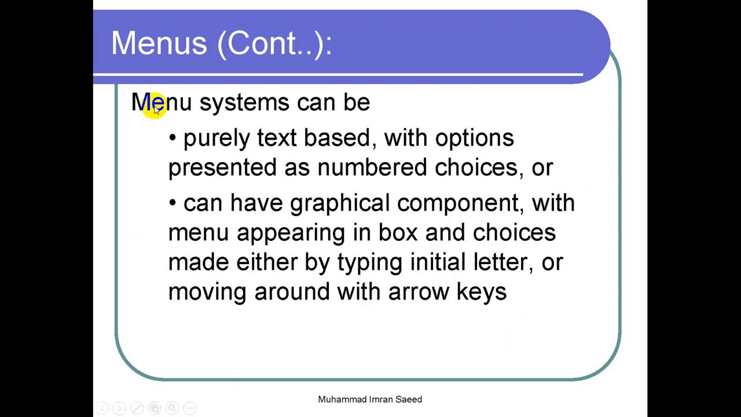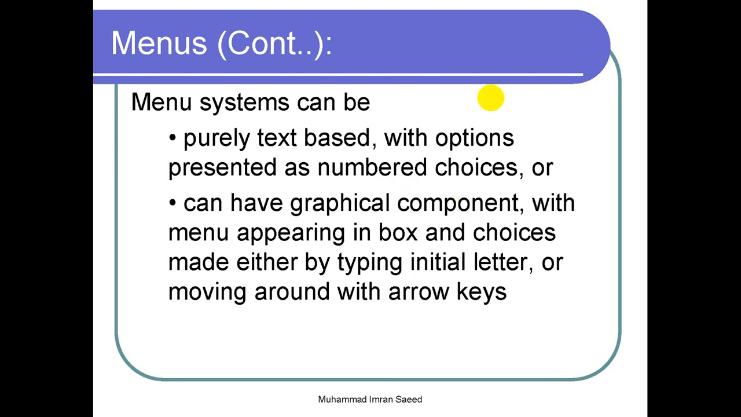Now it says that menu systems can be purely text based, with options presented as numbered choices, so we can have no graphics on them. In the past, normally we used to have menus with only typed options. There were no graphical items or icons like we have today. Those were purely text based, with numbered choices, and we used to click or type the ABC option.